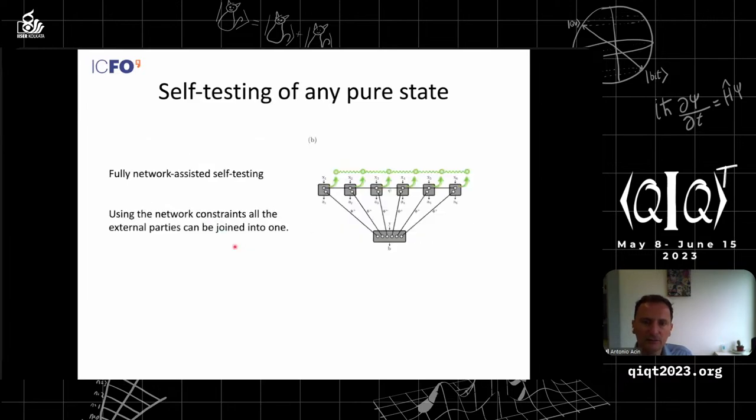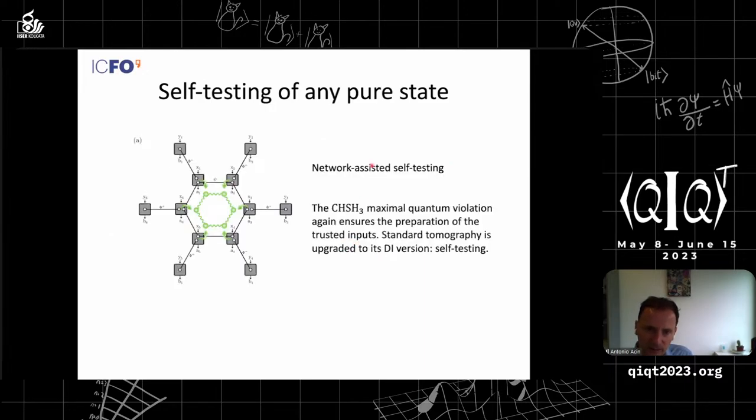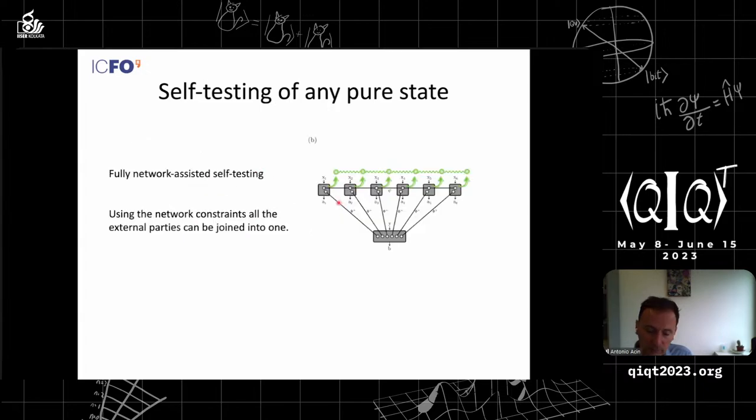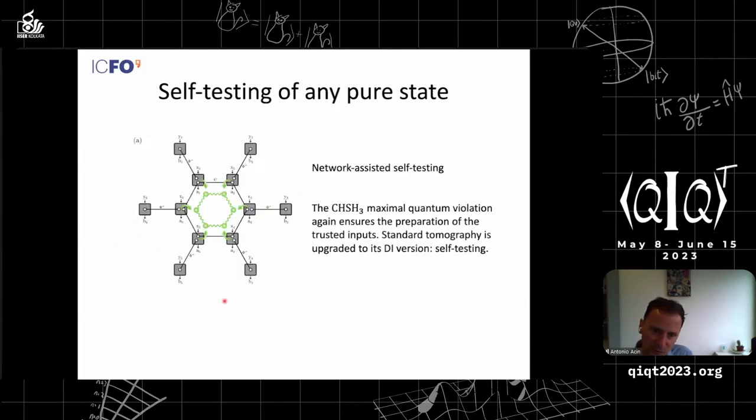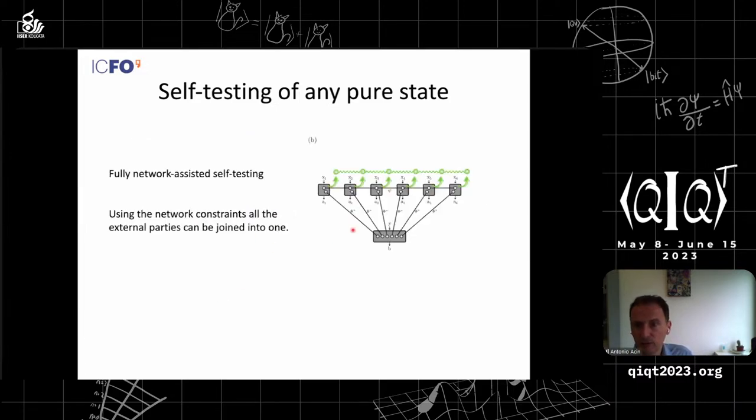And in the case of fully network-assisted self-testing, where you also impose that these things have a tensor product, the network gets even simplified, because all these output parties, if you impose the network geometry in your experiment, you can put them together. You can understand that all these parties come together here in the lower part. So you put the lower part into a single party.